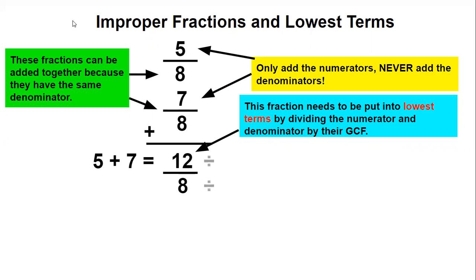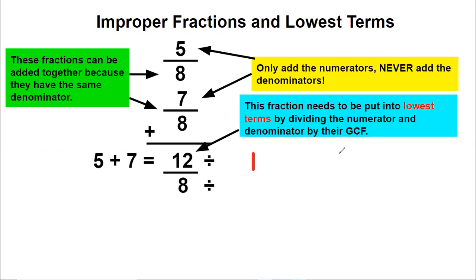So let's do that first. Not only is it improper, but it also can be reduced. So 12 and 8 divided by the greatest common factor. Well, let's put that over here for a moment. What are the factors of 12? 1 and 12.